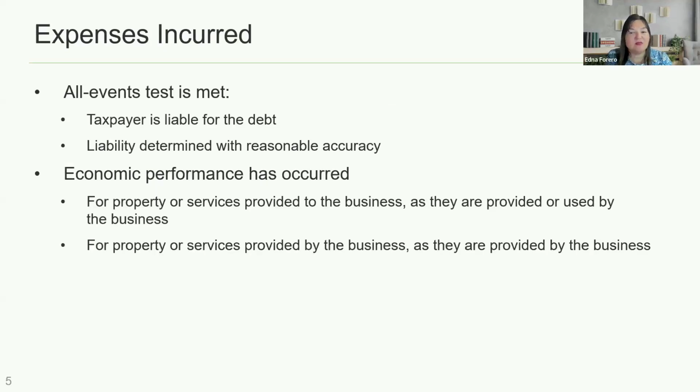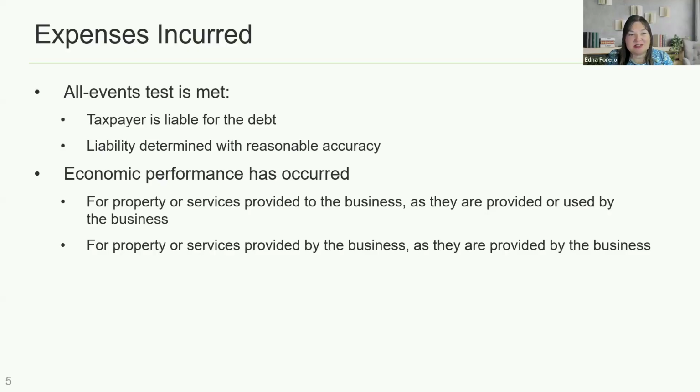So let's look at determining when those expenses are incurred now. They're not always deducted or capitalized when they were actually paid; they are deducted and capitalized in the year that they were incurred, which may not be when they were paid in the accrual method. So basically, we're going to deduct or capitalize expenses when the all events test is met, which means that the taxpayer is liable for the debt and that the liability can be determined with reasonable accuracy.